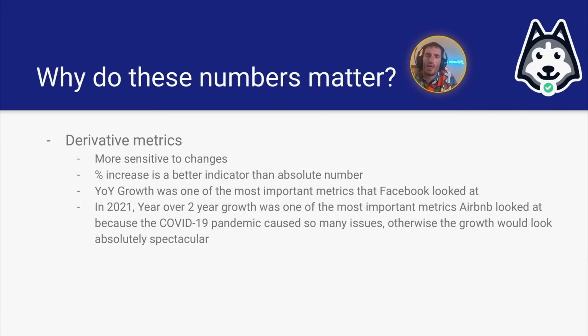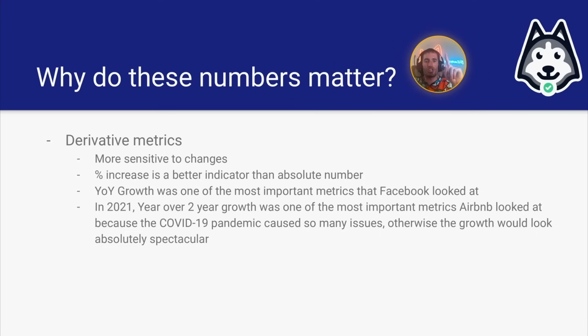And it's funny, when I worked at Airbnb in 2021, we were working on year over year stuff, but we actually changed all of the metrics because of the pandemic. Because if we did year over year in March 2021, it's like, wow, we have 700, 800% growth. Like we're doing great. But that's actually not what's happening. It's just that the year before was terrible. And so that's why these derivative metrics are more sensitive, right?